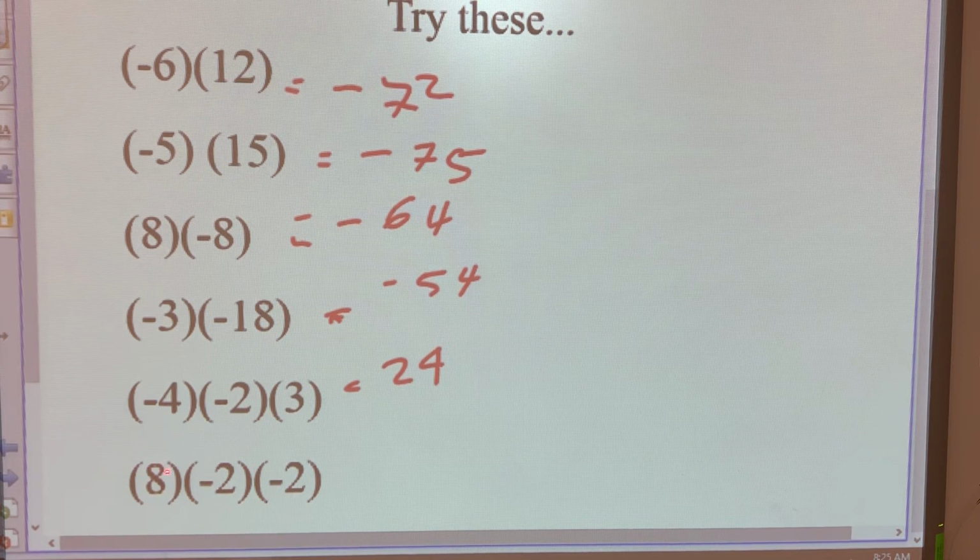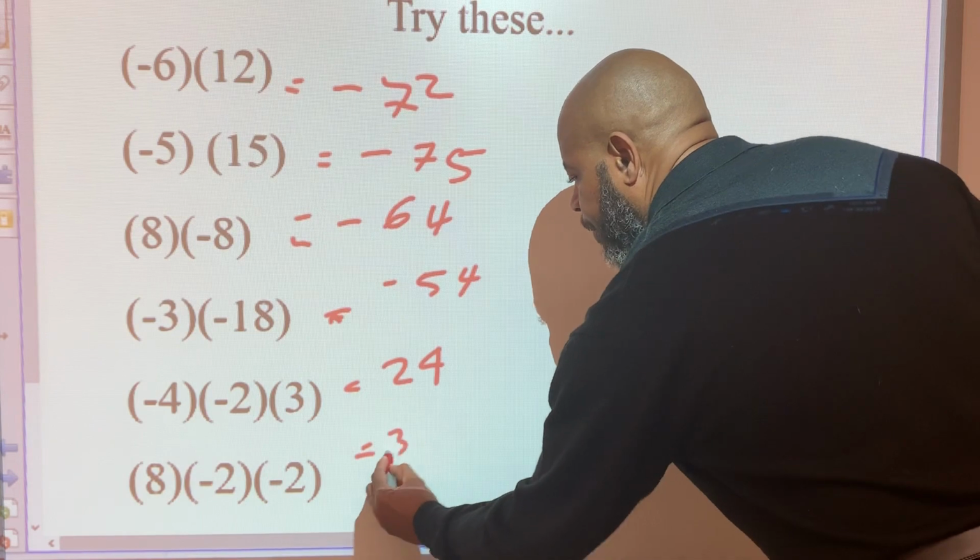The next, you have positive 8 times negative 2 times negative 2. Again, I'm going to grab these two negatives. 2 times 2 is 4. But since these signs are the same, I'm going to get what kind of an answer? You're correct. It should be a positive answer. So this is positive 4 times positive 8. And 4 times 8 is 32.